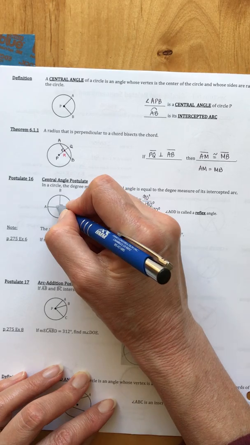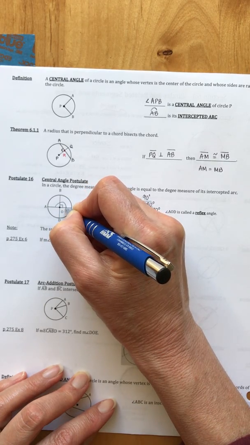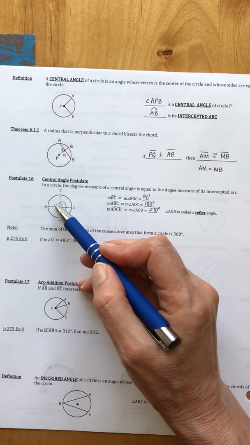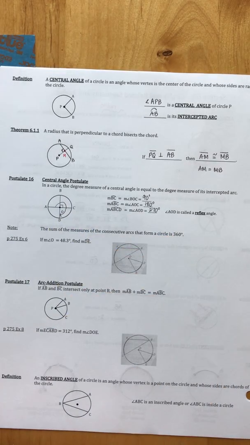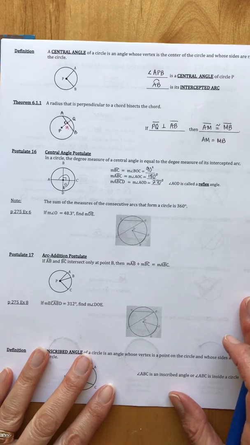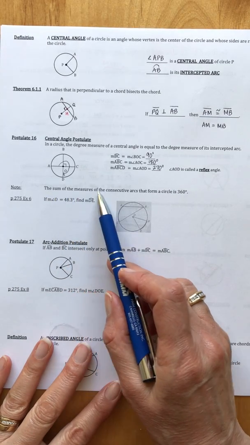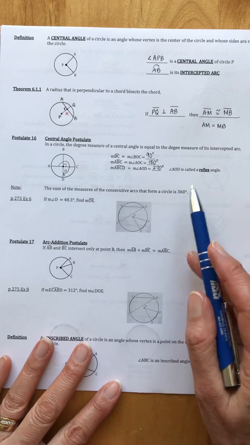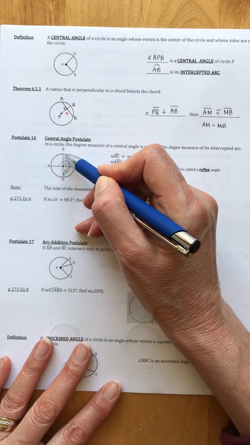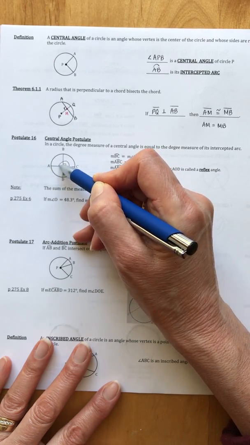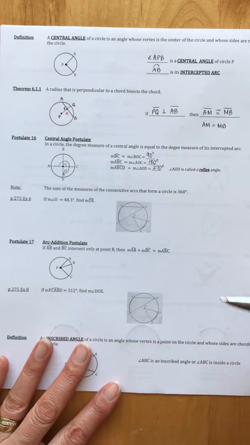So the angle we're talking about is this one right here, and that's 270. When we get a big angle like this, do you remember what it's called? When we go past 180, it's called a reflex angle. That's how we're going to measure those. It says, note, the sum of the measures of the consecutive arcs that form a circle is 360 degrees, meaning that if we go all the way around here, we get 360 degrees. Just like the angle measures 360, the arcs will measure 360.